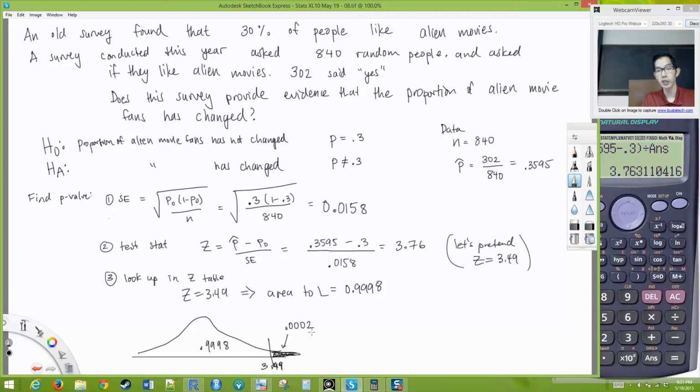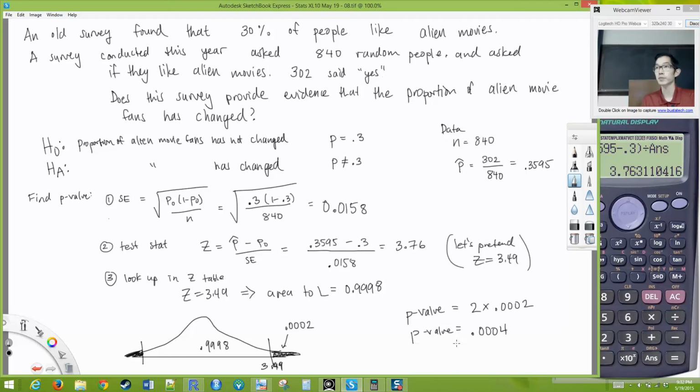But because my alternative has a not equal sign, I have a two-sided test, so I'm going to double that and take this over here. So my p-value is equal to 2 times 0.0002, and I get a p-value of 0.0004. Is this okay?